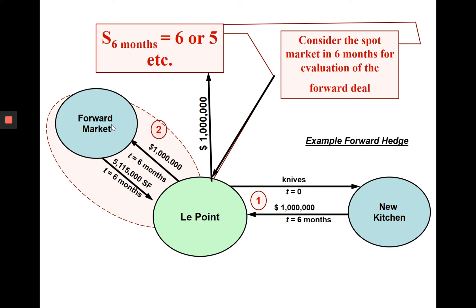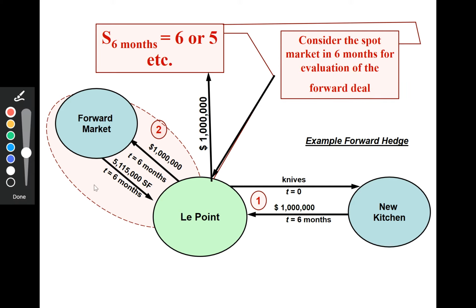And that forward intermediary promises contractually to pay 5.115 Swiss francs for every dollar, or multiply 5.115 by $1 million, 5,115,000 Swiss francs, and the timing of this cash flow is also 6 months from now. So two future cash flows, both are promised in the future. This item two, which is also colored pink, is a forward market contract.